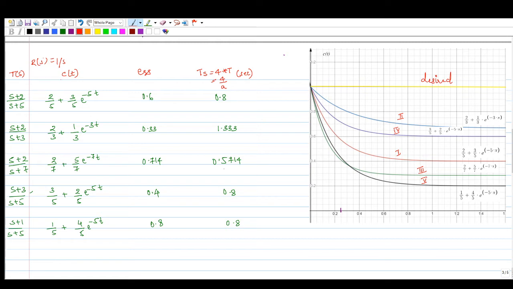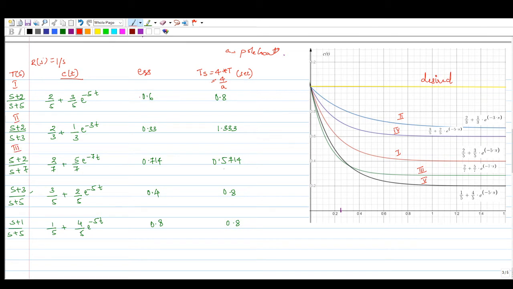Now, for each of these, for the unit step input, the response C of t is calculated, along with the corresponding steady state error and the settling time, which is equal to 4 times T, the time constant. T is also given as 1 by a, where a is nothing but the pole location here. So we have calculated this. First we will understand the effect of pole location. For that, I'll consider system number 1, 2 and 3.